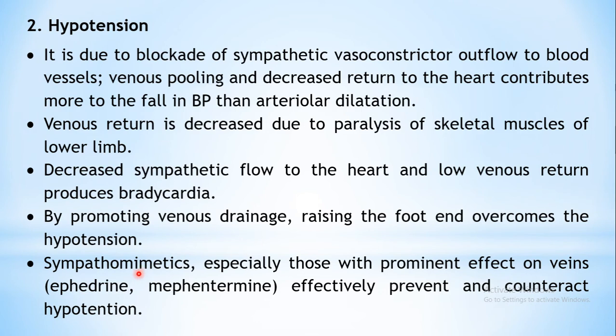Apart from that, sympathomimetic drugs can also be given, because over here sympathetic outflow is blocked. So that can be overcome by giving sympathomimetic agents, say for example ephedrine or mephentermine, which specifically act on the veins. Venous contraction will be produced over here, so blood returning back to your heart will be improved, and that's how hypotension can be combated.